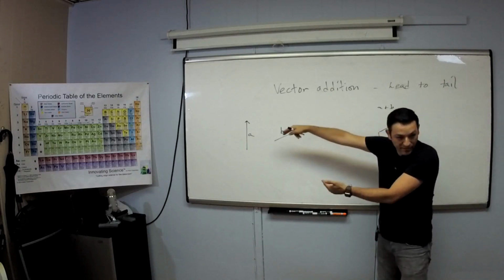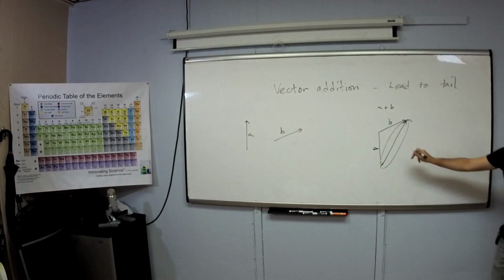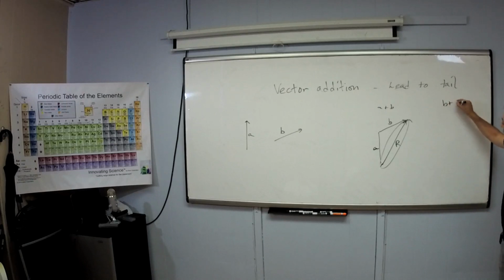It's bigger than any of those, right? You got some addition, and it's kind of up and to the right. I'm going to write R for result. That was A plus B. Now if I do B plus A, I should get no difference in result, because it doesn't matter how you attach them head to tail, as long as you attach them head to tail. So let's see if that's true.